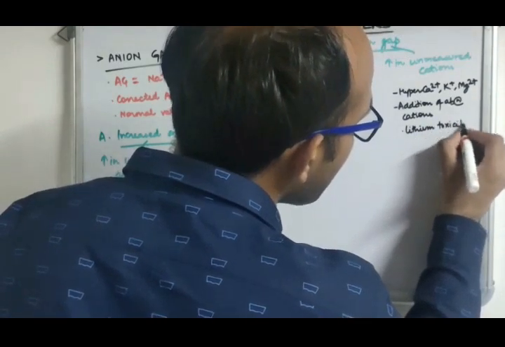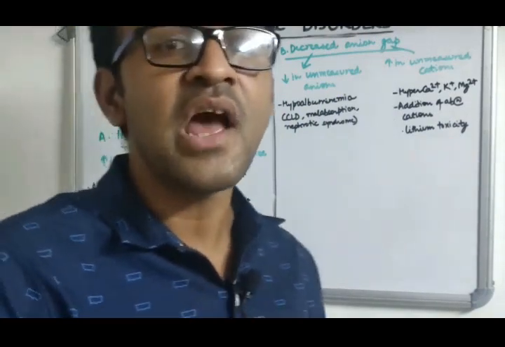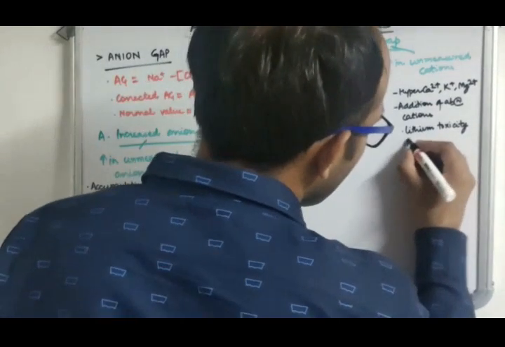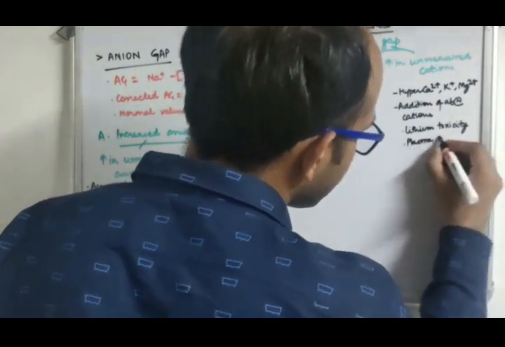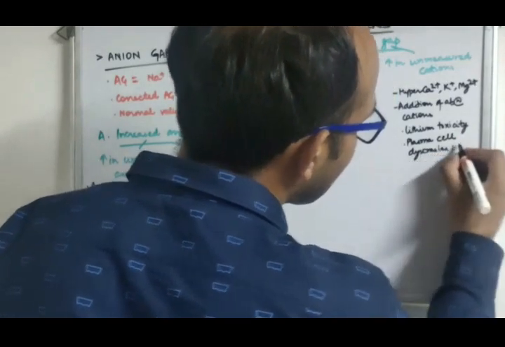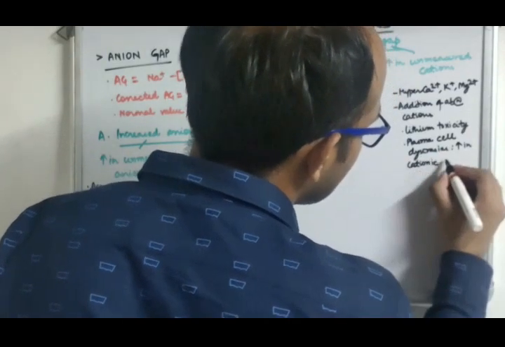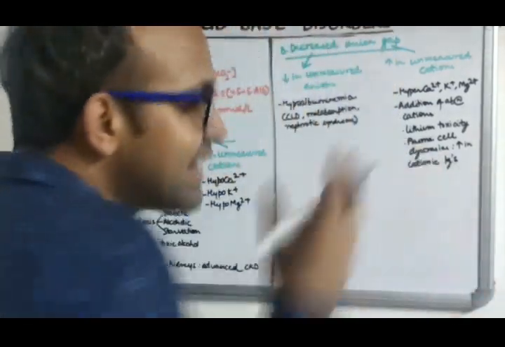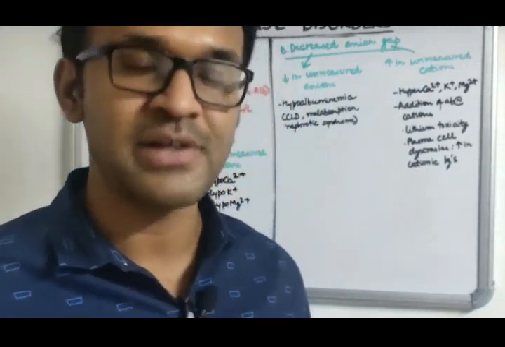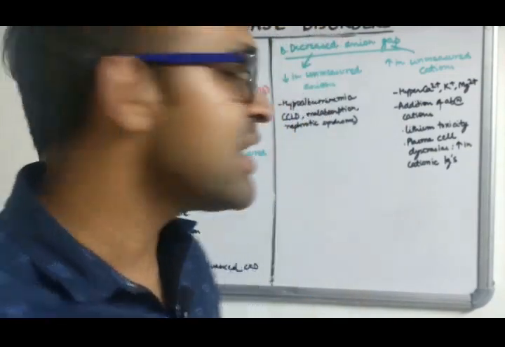Similarly, paraproteinemias or plasma cell dyscrasias, because there is an increase in immunoglobulins, which are cations. So if there is plasma cell dyscrasias, that results in an increase in cationic immunoglobulins. That is the reason you come across decreased anion gap in a patient of multiple myeloma. Similarly, Waldenstrom's macroglobulinemia. So all plasma cell disorders which increase the cationic immunoglobulins can result in a decrease in anion gap.